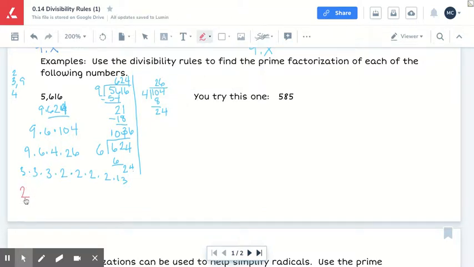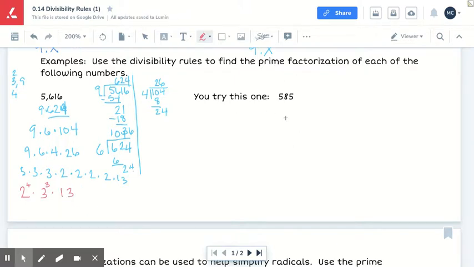So technically, I don't really have to write them out long ways because we know about exponents. So since there are 4 2's here, I could say that that's the same as 2 to the 4th power. And then for the 3's, there were 3 3's, so this would be 3 to the 3rd power. And then the only thing left is a 13.